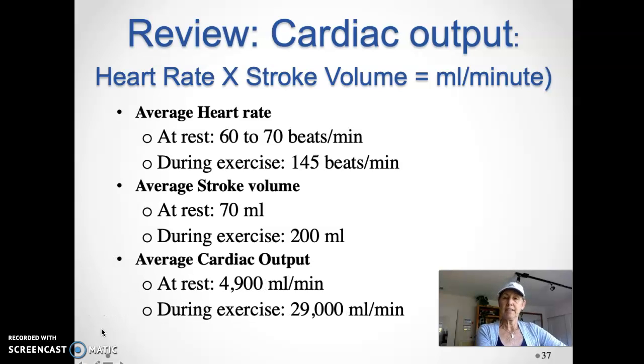The average cardiac output then at rest is about 4,900 milliliters or 4.9 liters. And during exercise can go up to something like 29 liters, which is a whole lot more. So you're moving a whole lot more blood trying to oxygenate your tissues during exercise.